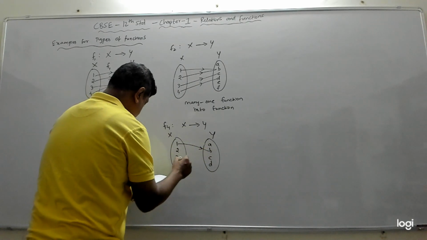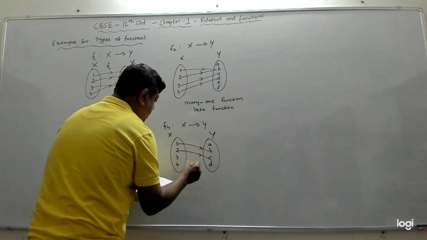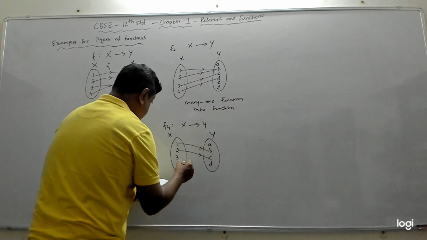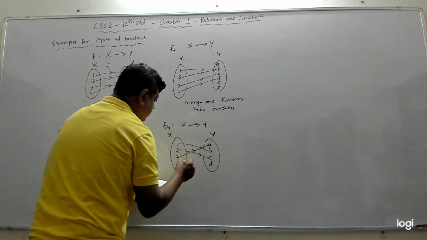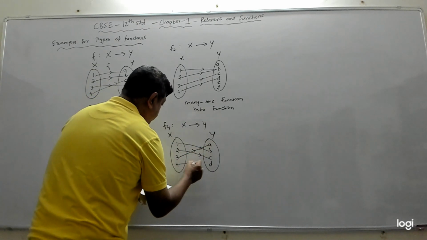Then 2 goes to C. 2 is mapped to C. And 3 is mapped to A. 4 is mapped to D.